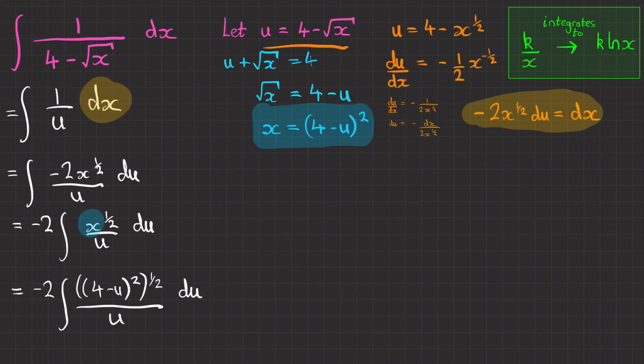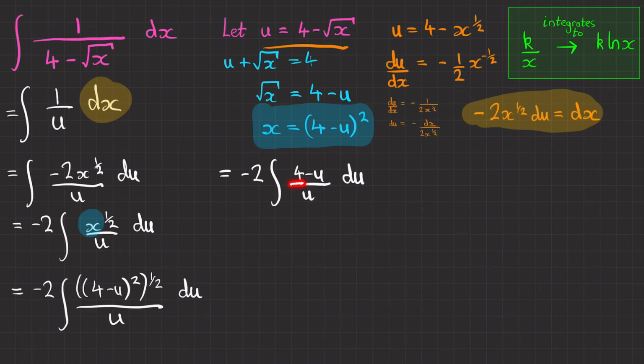You eagle-eyed mathematicians there may notice this square and square root will cancel each other out, as 2 to the power of a half will become 2 over 2, which becomes to the power of 1. So this nicely simplifies to minus 2 integral 4 minus u over u with respect to u.